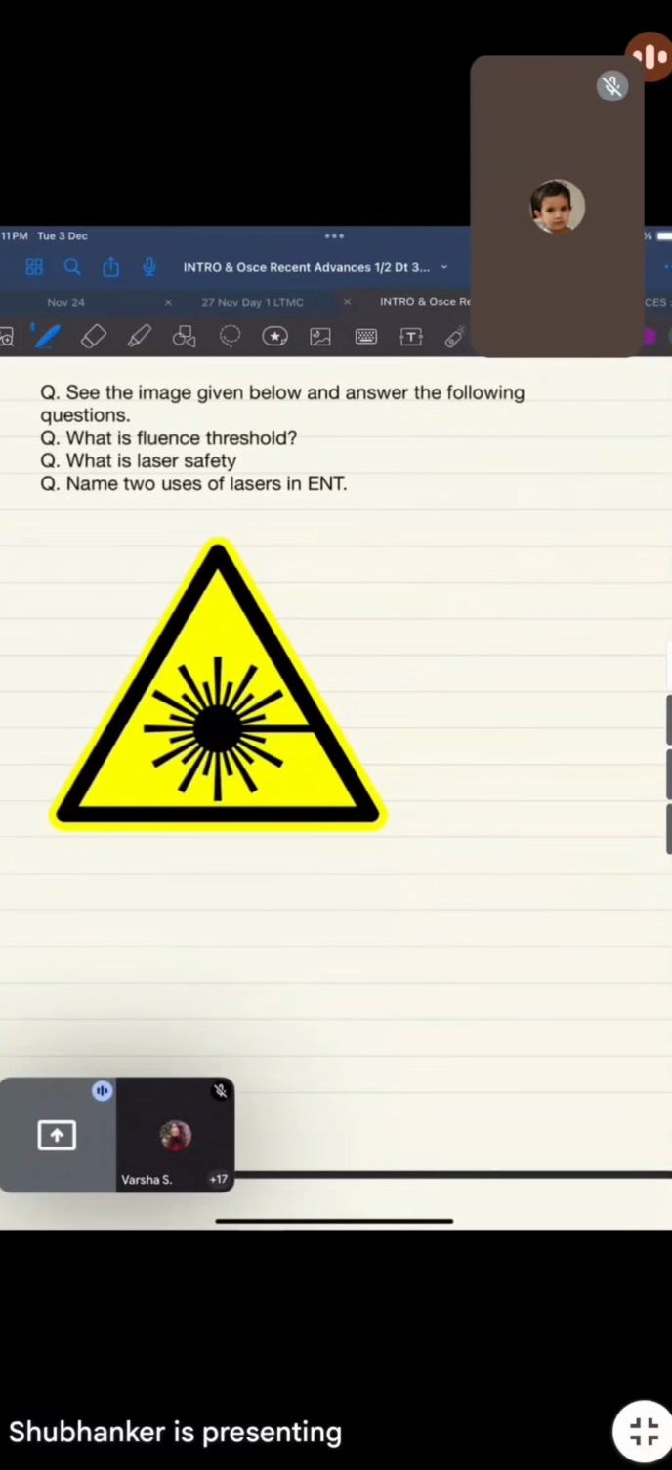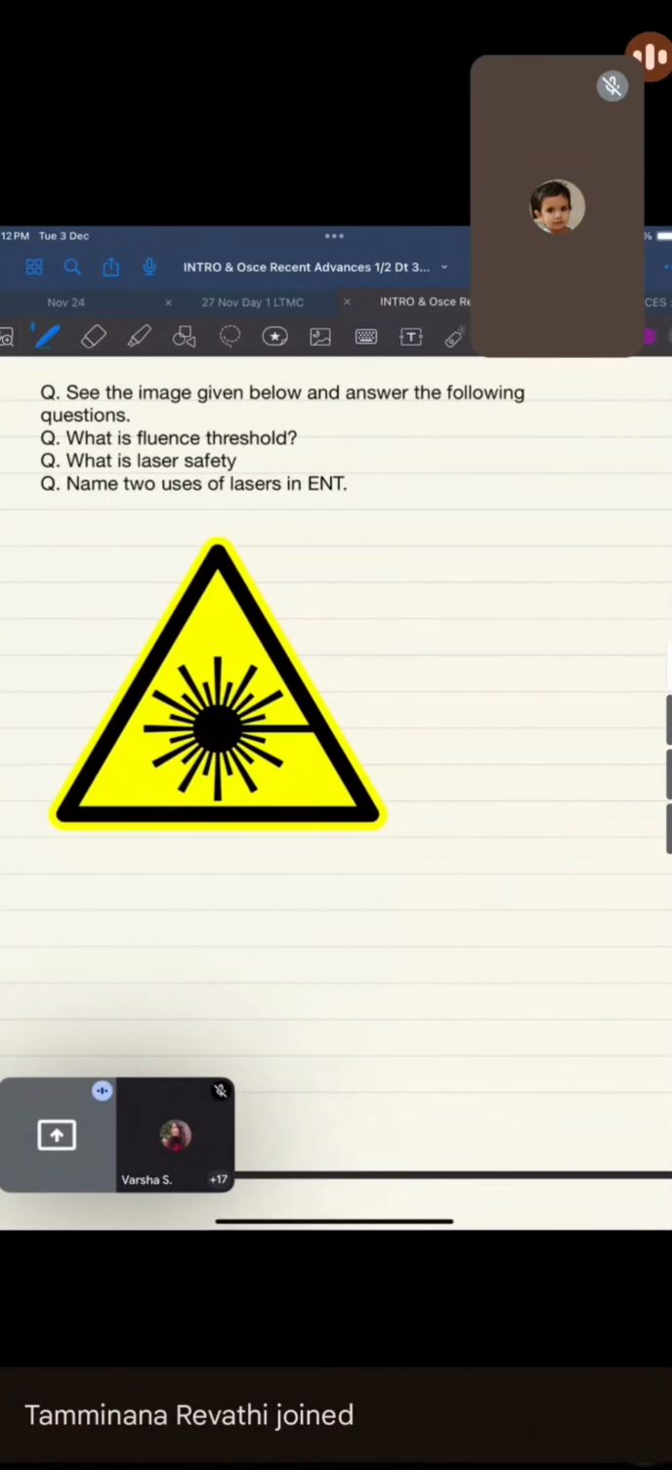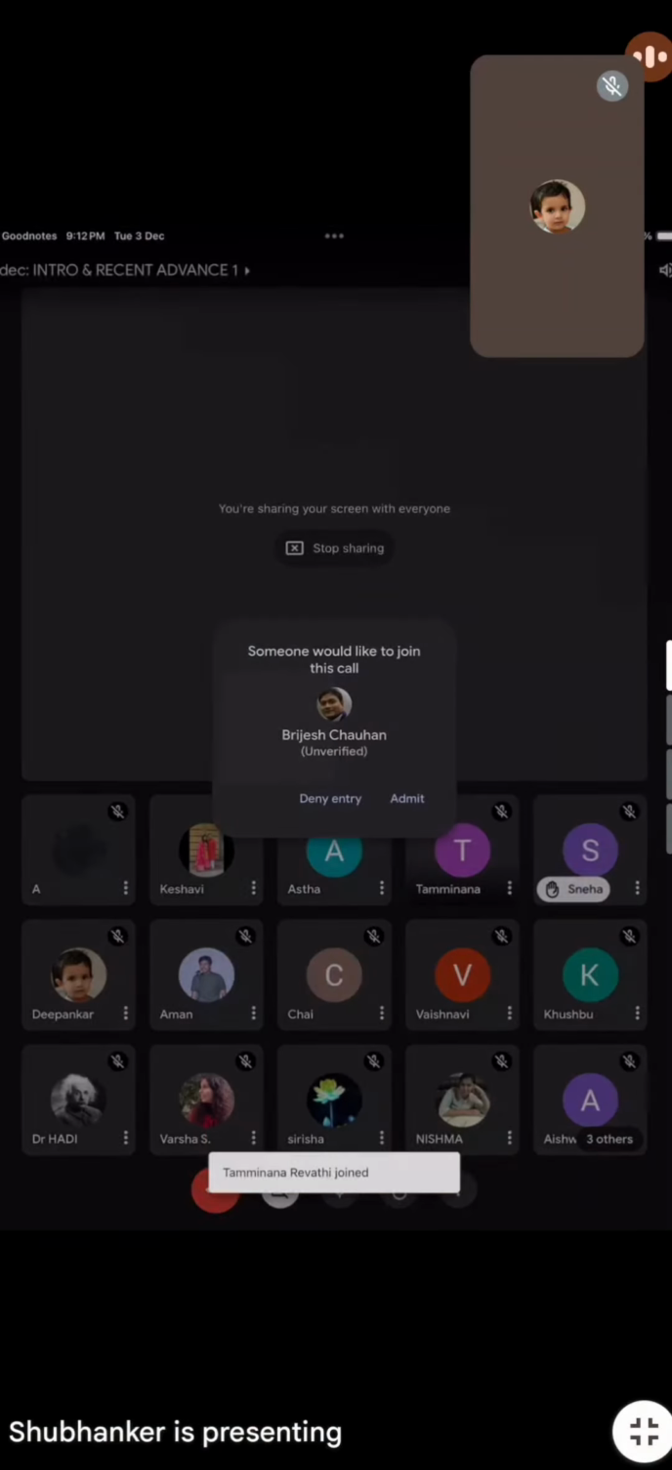Now, see the image given below and answer the following questions. We all know that this image is of a laser. There is no fun in telling what this image is of.